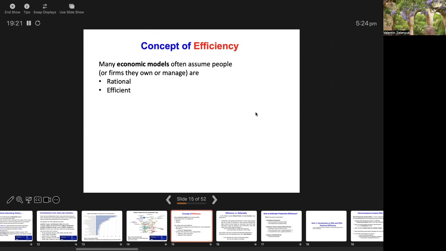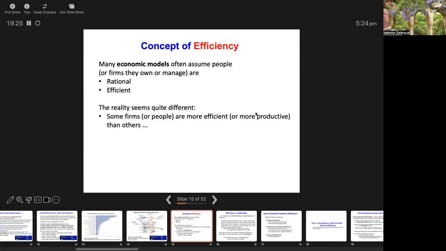Now, in reality, is that really the case? The reality is quite different. Often we see some firms are more efficient than others, or some people are more efficient than others, or more productive relative to others, right? We see it all the time.